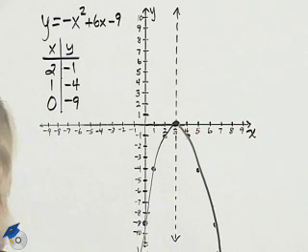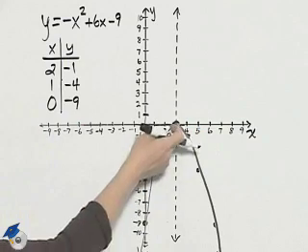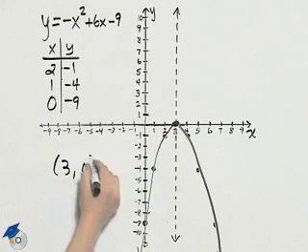And finally, I can identify the x-intercept. There is only one x-intercept with this parabola. It happens to be at 3, 0.